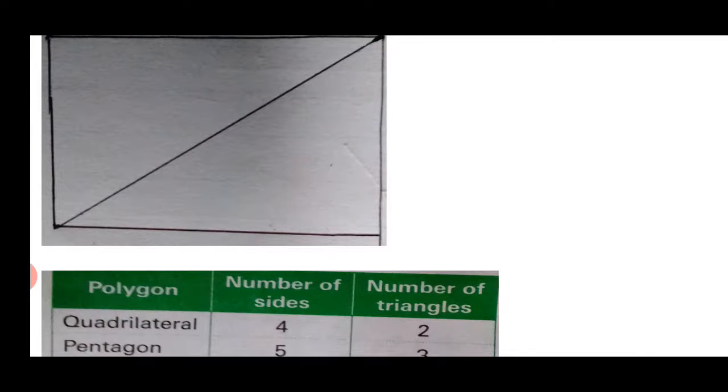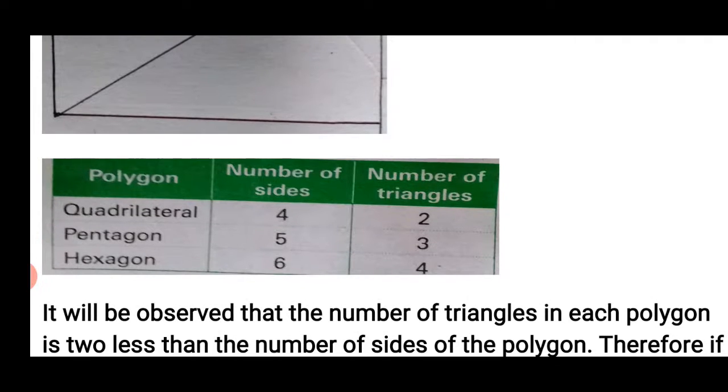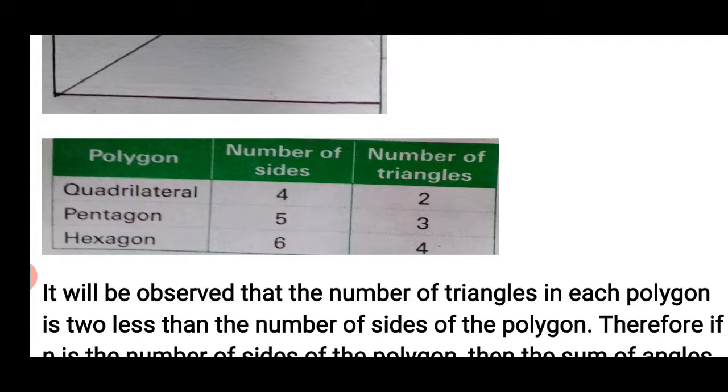So if you draw more polygons, the number of triangles you are going to obtain will be 2 less than the number of sides of the polygon. As you can see, in a quadrilateral, there are 4 sides, we obtain 2 triangles. Pentagon has 5 sides, we obtain 3 triangles. Hexagon has 6 sides, we obtain 4 triangles.